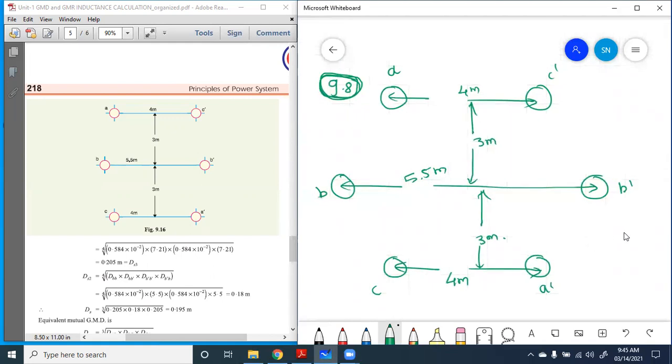Now, during the calculations we need certain distances. Which type of distance is always required? The distance between each conductor, B to A. We need to calculate this distance with the help of a triangle. Similarly, we need the distance C to B dash during the calculations. Similarly, we need the distance between the two conductors C and B, and similarly the distance between conductors A and B dash.